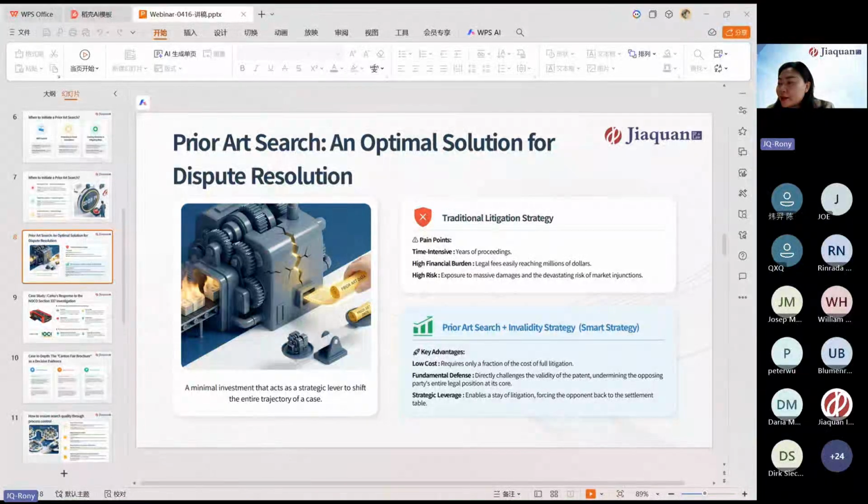We believe prior art search is one of the most optimal solutions because it is an extremely cost-effective business decision. As we all know, winning a patent lawsuit in any country comes with high cost and risks. However, if we can find evidence that undermines the foundation of the plaintiff's patent right through precise prior art search, we can fundamentally solve the problem.